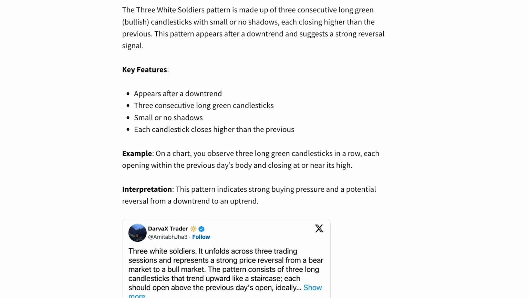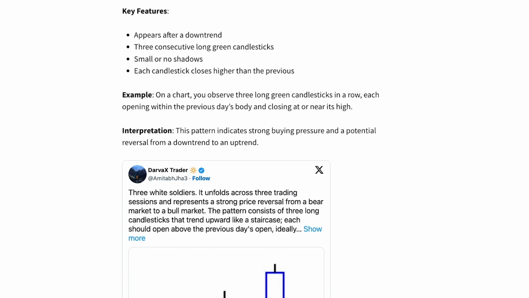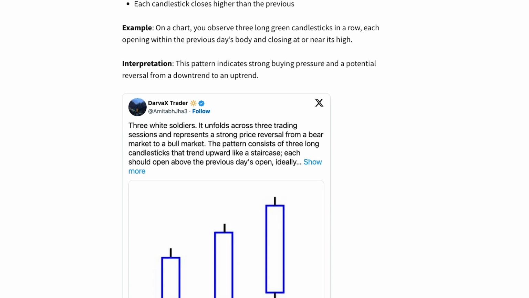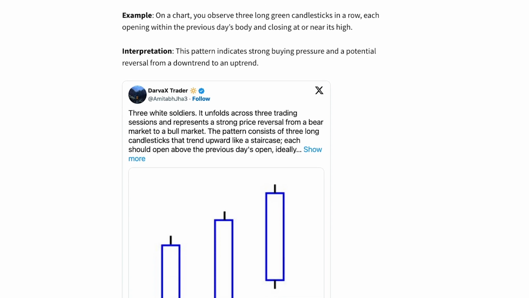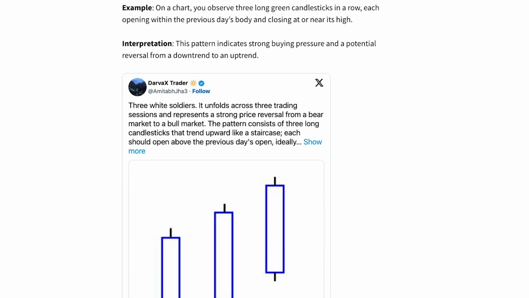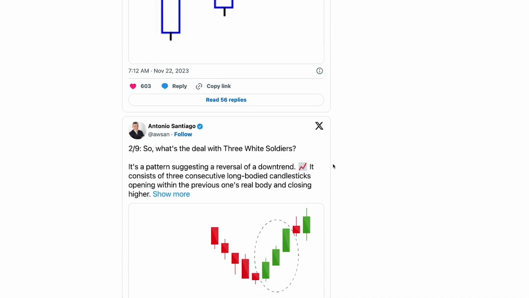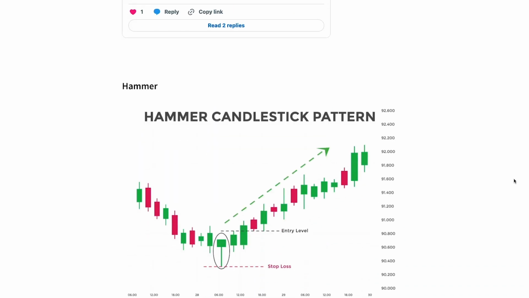It appears after a downtrend: 3 consecutive long green candlesticks. That's indicating that this pattern is strong buying pressure, a potential reversal from a downtrend into an uptrend. So that could be a good time, if a strategy that you're using is suggesting it, that you might want to buy into that trend. So here we've got, again, some more posts about this on X for you to look over.